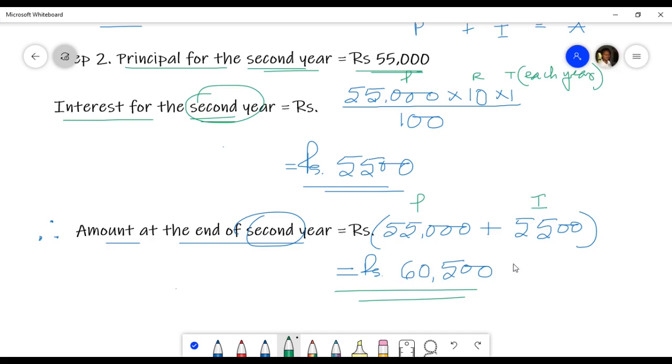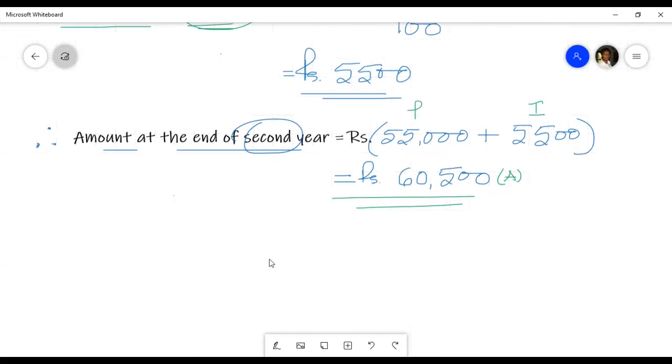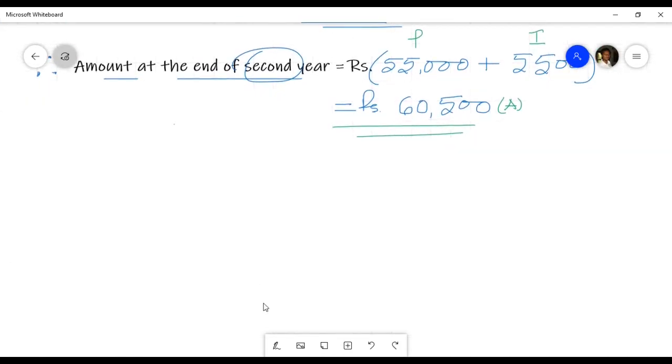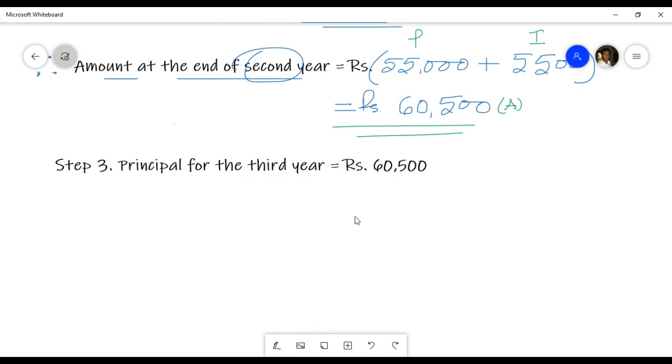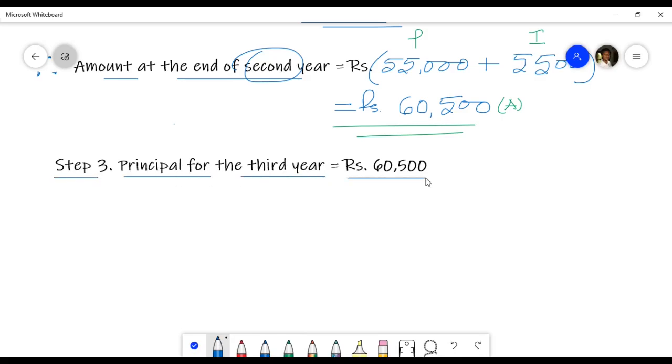The amount that we calculated is the sum of principal plus interest. So 60,500 rupees is the amount. Now, like you remember, the amount of the previous year is the principal for the next year. So principal for the third year is rupees 60,500.